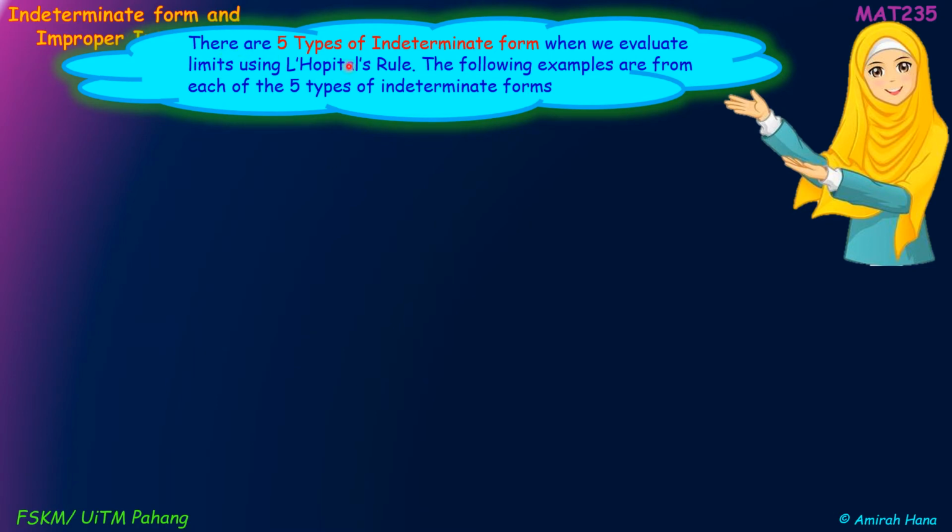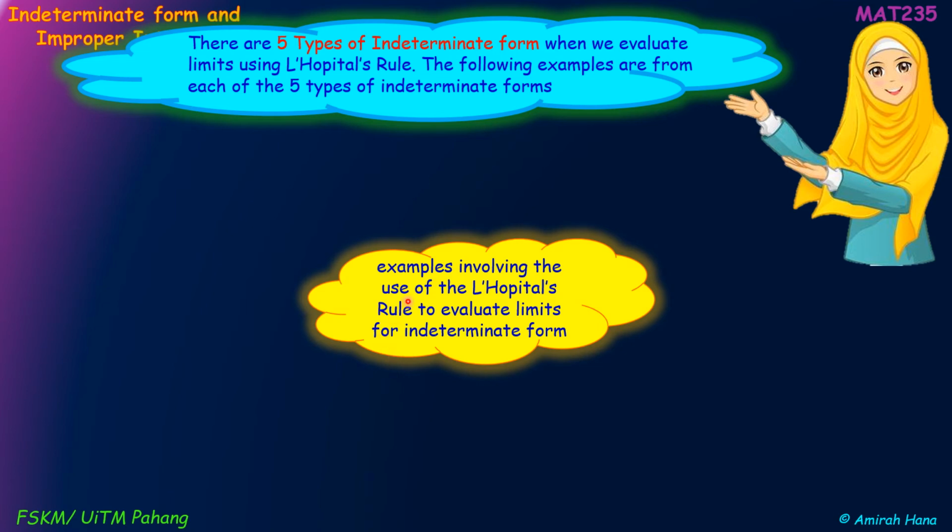There are 5 types of indeterminate form when we evaluate limits using L'Hopital's rule. The following examples are from each of the 5 types of indeterminate form. Let me look at examples involving the use of L'Hopital's rule to evaluate limits for indeterminate form.